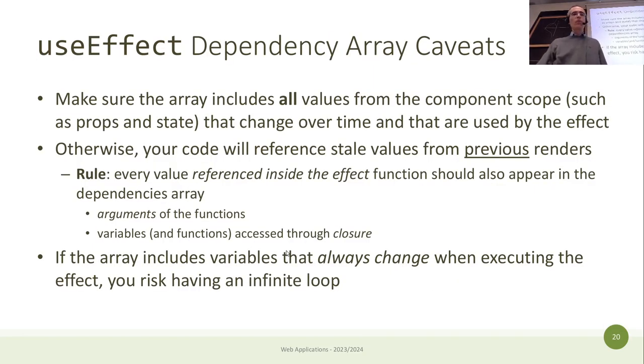Okay. We need to be careful, because if the array includes variables that always change when you execute the effect, you risk having an infinite loop. Okay? And React will warn you about this. So basically, after a certain number of renderings, it says this is probably an infinite loop. It stops executing the code and it gives you a warning in the console.